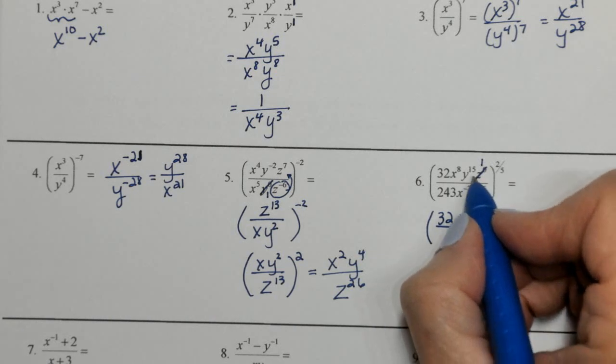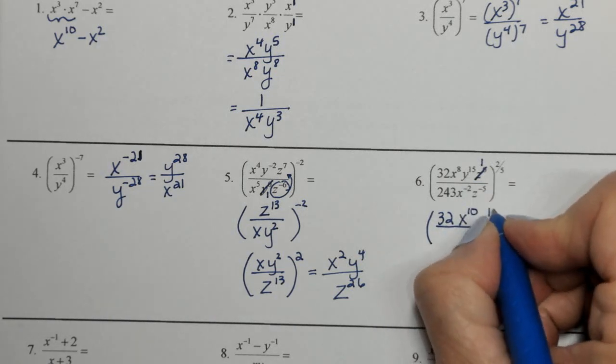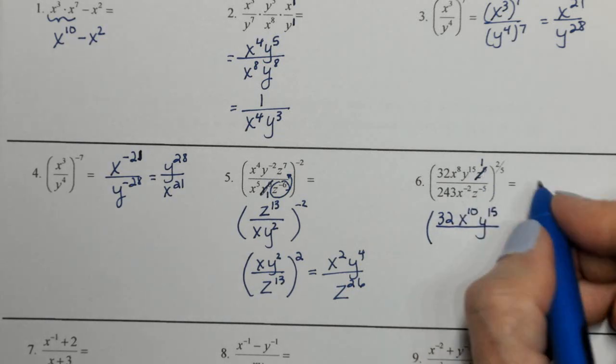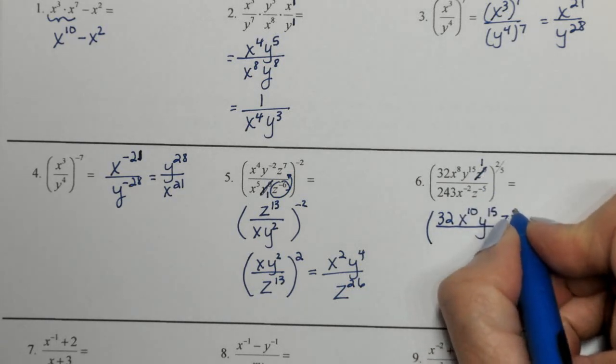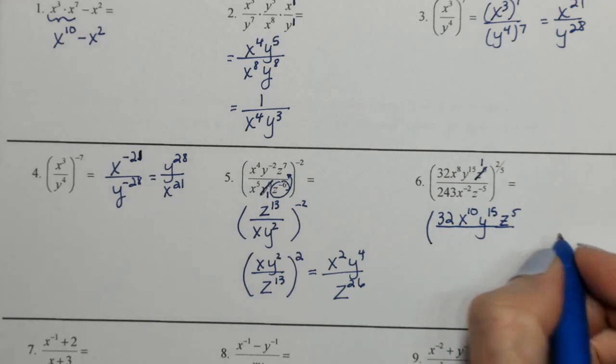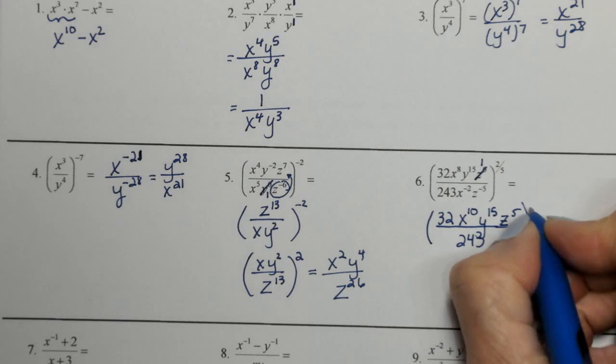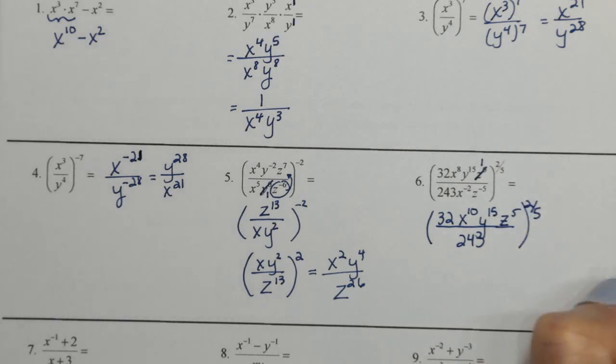Okay, and the y to the 15th, there's no y on the bottom. Z to the negative 5, I'll bring it to the top and make it a z to the positive 5. And the only thing left on the bottom is 243. And now I'm going to raise everything to the 2/5 power.